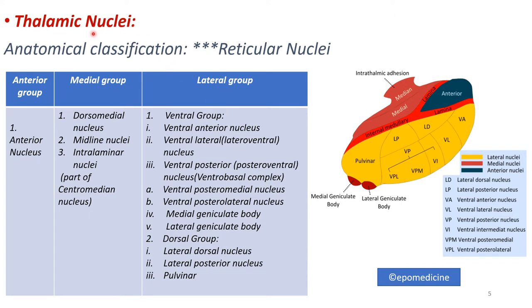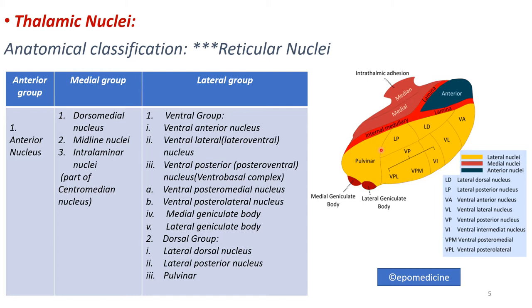Now let's move to the anatomy of the thalamus. As we were saying, it is a mass of gray matter full of nuclei. These nuclei are classified according to the anatomical classification. Then we have a physiological or functional classification. A greater part of this anatomy will be taught in the anatomy classes, but let me give an idea of the anatomical classification so that you are able to see exactly the location of these nuclei.